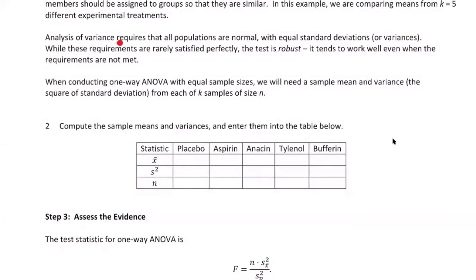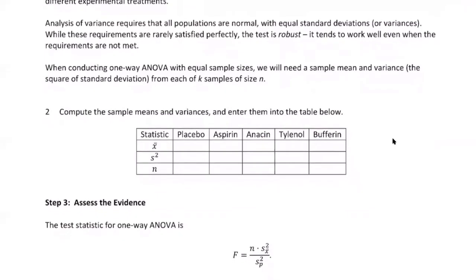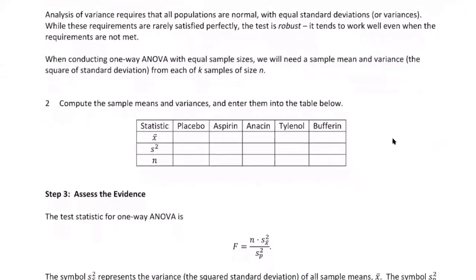Analysis of variance requires that all populations are normal with equal standard deviations or variances. While these requirements are rarely satisfied perfectly, the test is robust. It tends to work well even when the requirements are not met. Okay? But obviously, the farther away you get from meeting the requirements, the less reliable the test, but it's a pretty tolerant test.